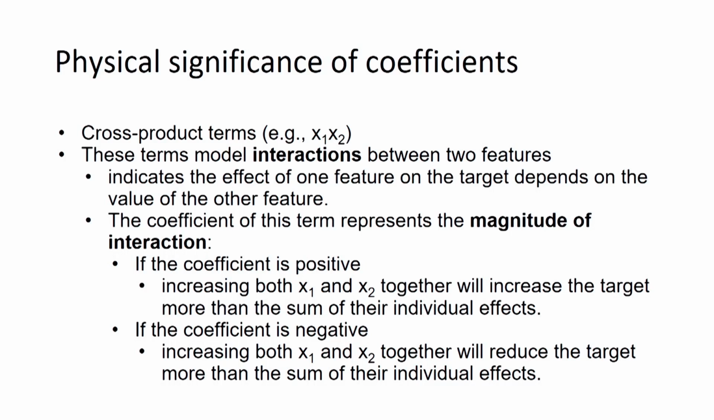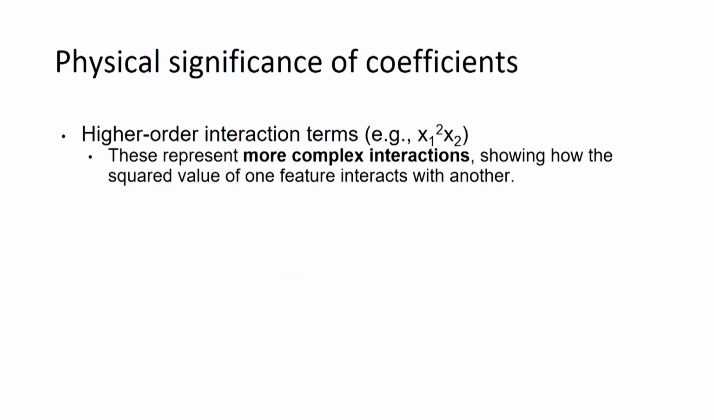Suppose you are learning a model, and in your model the coefficient corresponding to x1 x2 is 0. It means there is no interaction between x1 and x2. You can say that x1 may independently define the behavior of y, similarly x2 may independently, but these two together are not defining the behavior of y. So, y does not depend on both of them together.